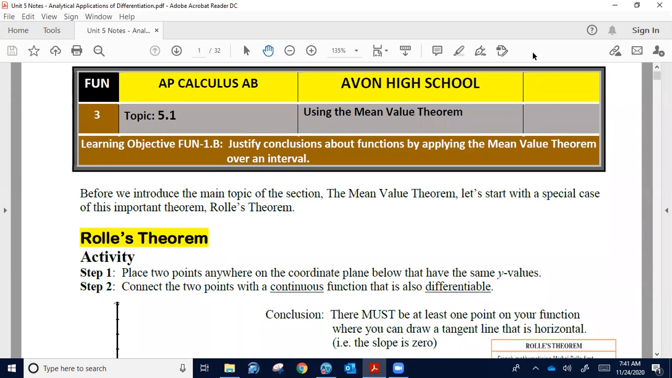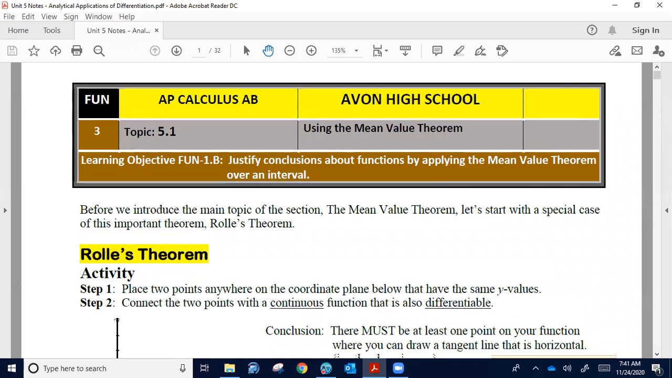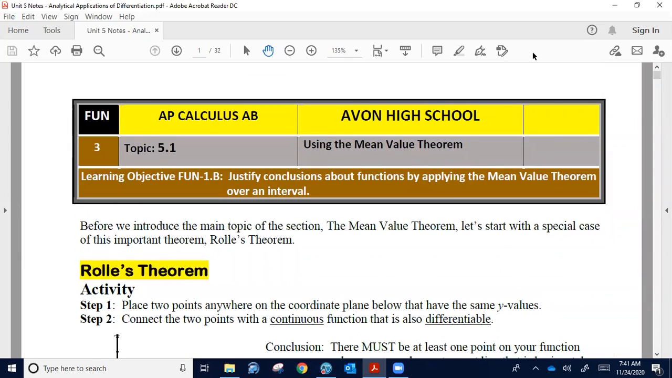Today we're going to start up on Unit 5. Unit 5 deals with analytical applications of derivatives. Similar to Unit 4, it's applications of derivatives, but less story problems and more using the derivative for analyzing function behavior. Today, we're going to start with a couple of important theorems, one being incredibly important called the mean value theorem. We'll get to that in a moment.